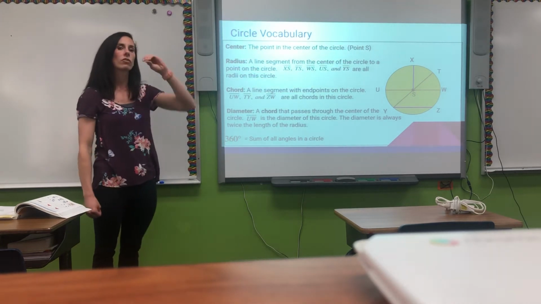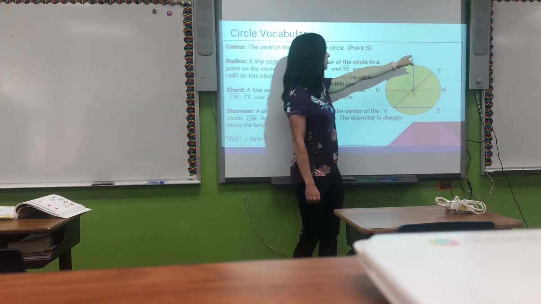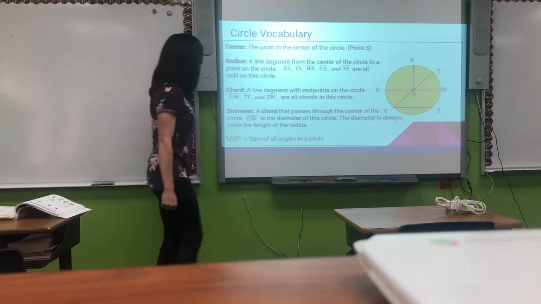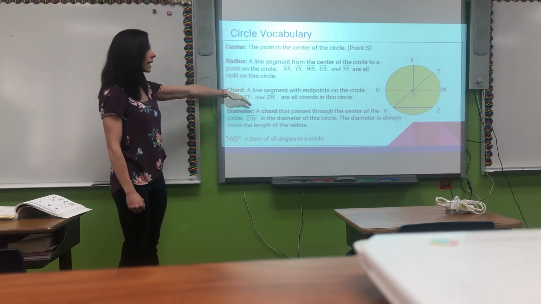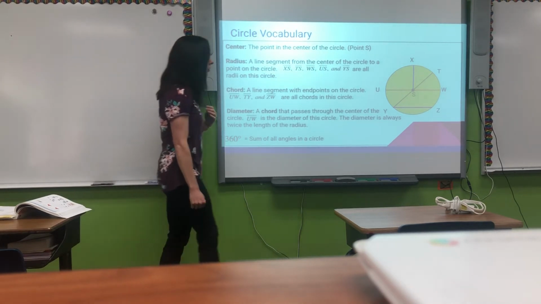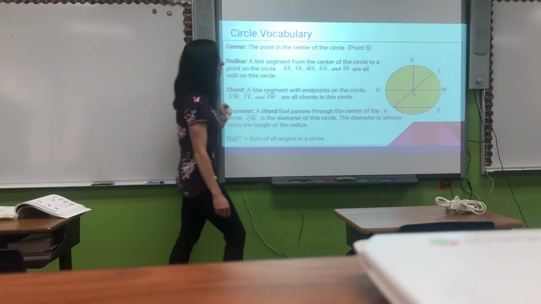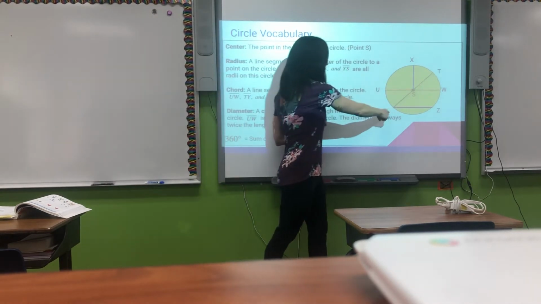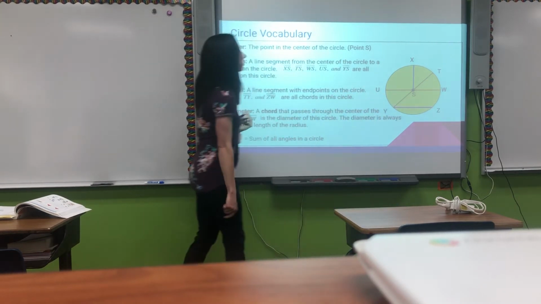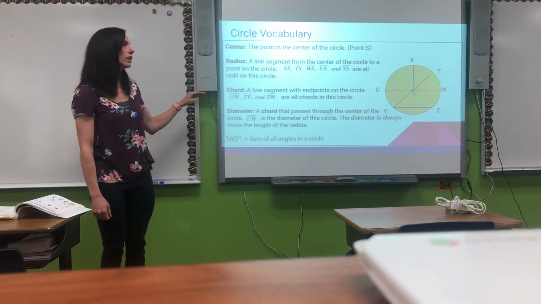So again, it's just from the center of the circle to the end. And it doesn't matter how you name it. So you could call this XS or SX. A chord is a line segment with endpoints on the circle. Okay, so here we have UW is a chord. TY is a chord. ZY is a chord.